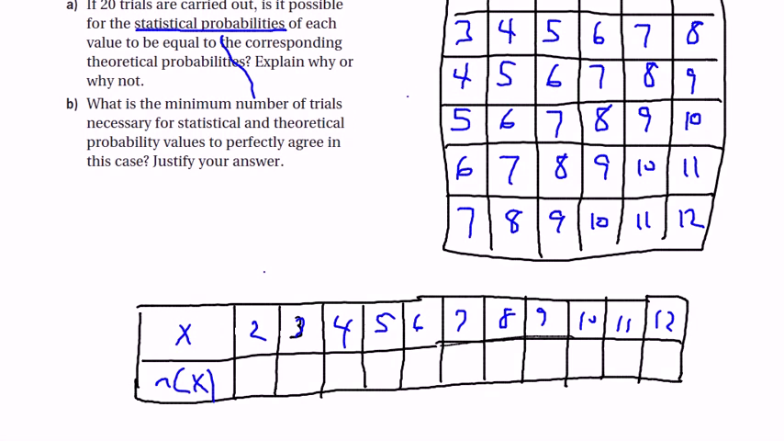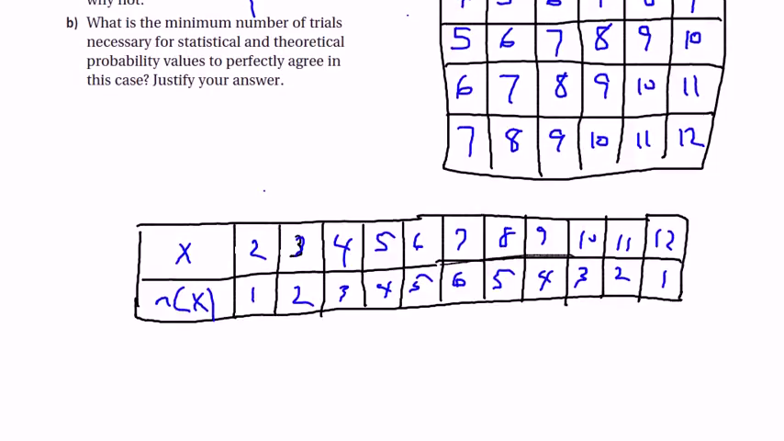So n of x. There's one way that 2 or 12 can occur, and 2 ways for 3 or 11, 3 ways for 4 or 10, 4 ways for 5 or 9, 5 ways for 6 or 8, and a sum of 7 is the most commonly occurring outcome, 6 out of 36 ways.